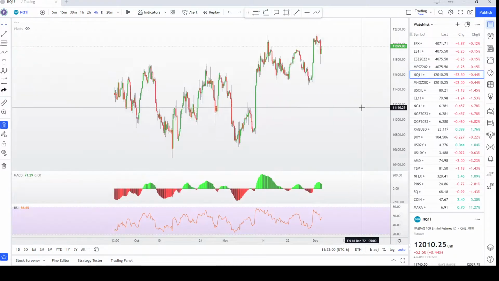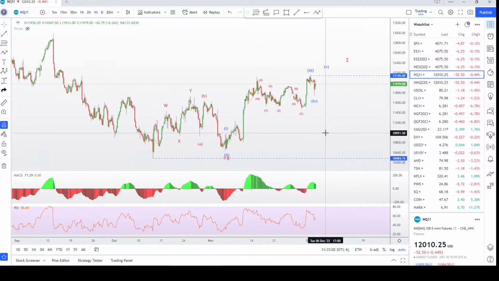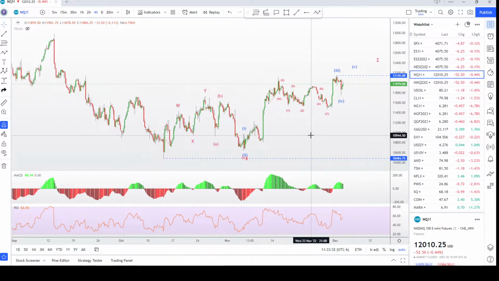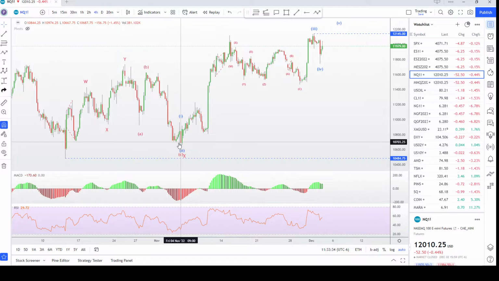If I look at the Nasdaq, this one I still believe is creating a WXYXZ, because this low down here where the X is, it took out the low of this X. So this is not a leading diagonal. You can't have this low take out that low. So we got our WXY three-wave correction for X, and now I see this from the X.